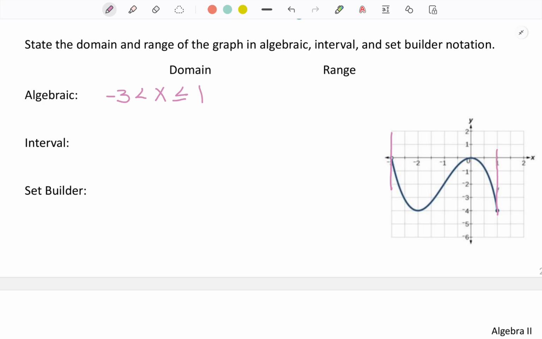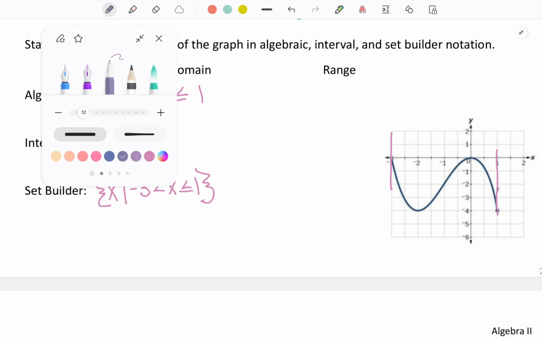And then for our interval, since we can't touch -3, it's going to get a parenthesis, and then we're going to go up to 1. Now for set builder notation, we have x is such that -3 is less than x, which is less than or equal to 1. And then close our brace.